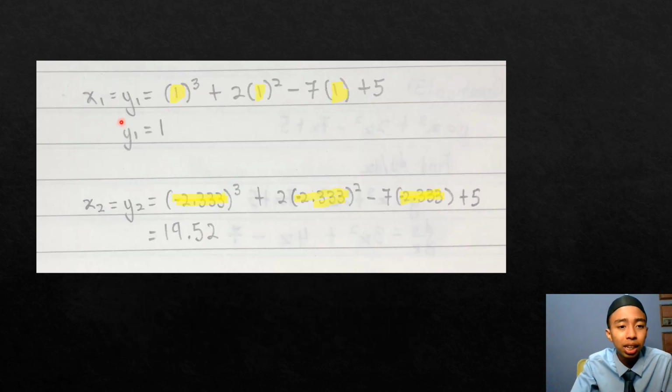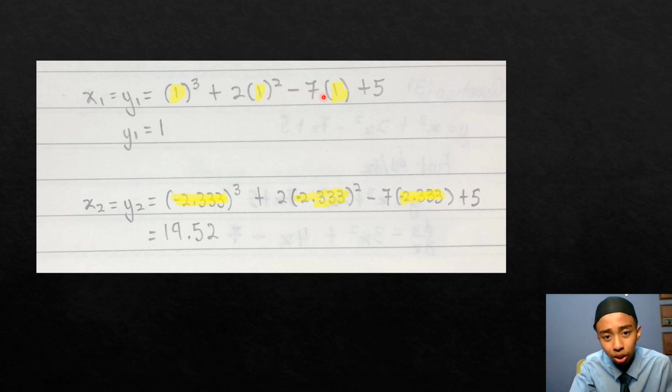Okay, and third, we find the value of y. For x1, y1 equals x, we change x to the number we get in x1. 1 to the power 3 plus 2 multiplied by 1 to the power 2 minus 7 multiplied by 1 plus 5, and we get the answer y1 is 1.